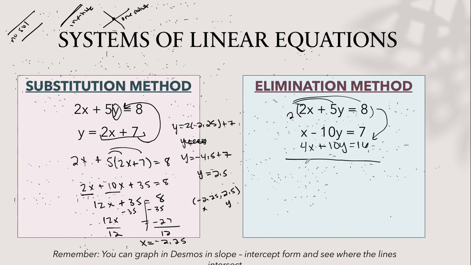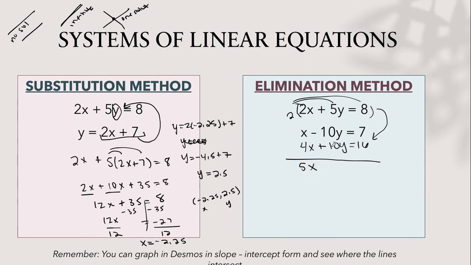So x plus 4x will give me 5x. Negative 10y plus 10y cancels out. 7 plus 16 is 23. Divide both sides by 5, giving me 4.6. And again, I would have to plug this back into one of the equations, it doesn't matter which one, to solve for y to get my other value.